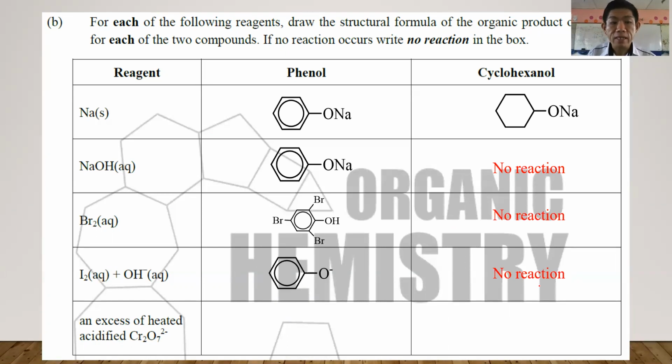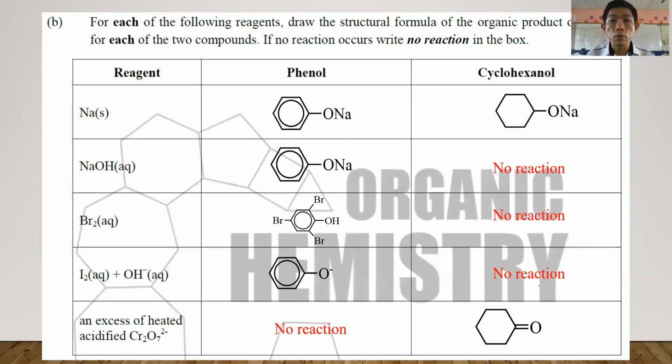Last but not least is an excess of heated acidified dichromate ions. So this is an oxidizing agent. So obviously phenol cannot undergo oxidation, but cyclohexanol, because it is a secondary alcohol, can be oxidized to become a ketone. So you have cyclohexanone formed at the end of the reaction in here. Okay, so this is for number 1.